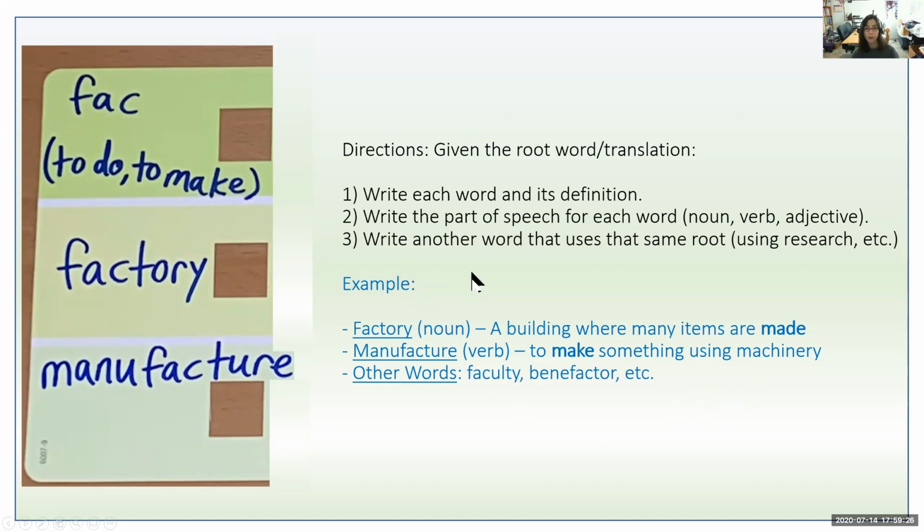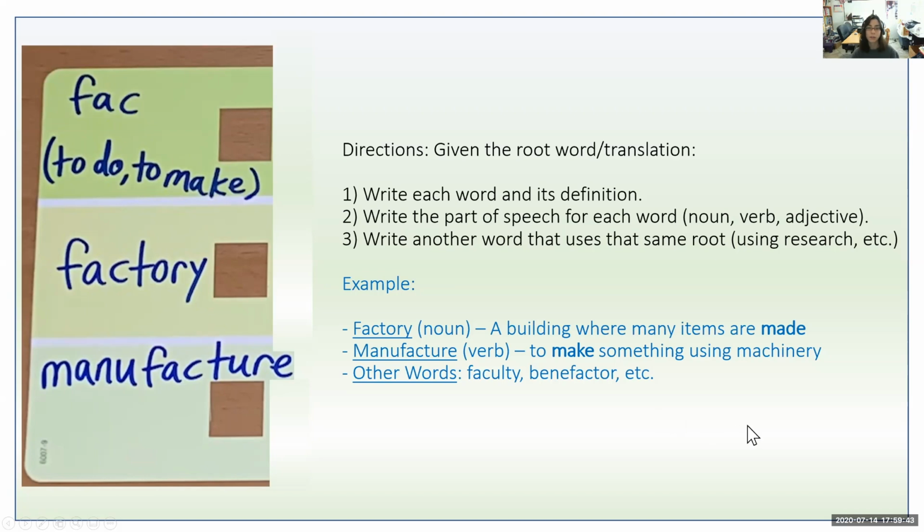After that, I wrote another word that uses that same root. So I wrote 2 of these. So I've got faculty and benefactor. Both of them use the root word of fac. So F-A-C, to do, to make. So faculty and benefactor. And you might come up with other words too.